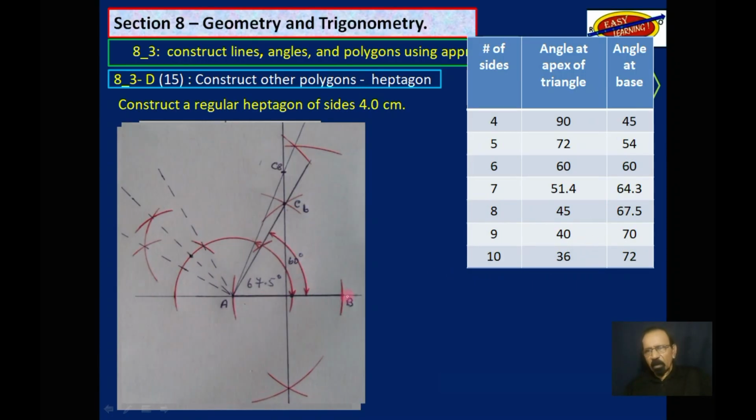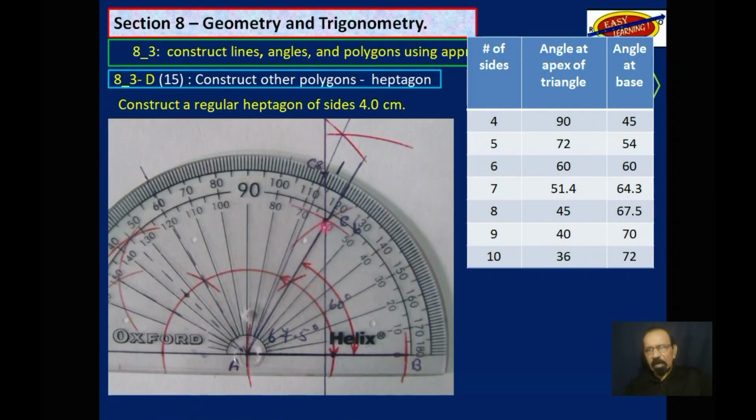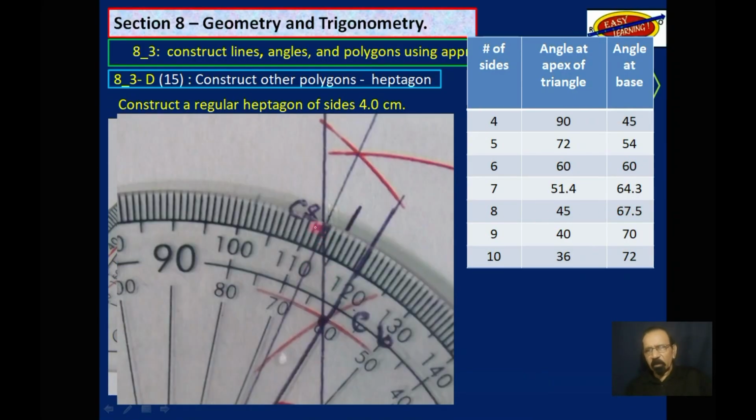67.5 degrees. Then we could come from this end, or we could continue from here, construct this 60 degrees, which would give us the center for the circle to construct the hexagon. As we could see, that will be 60 degrees. This one here, 67.5. Let's see that closer. That for eight sides.